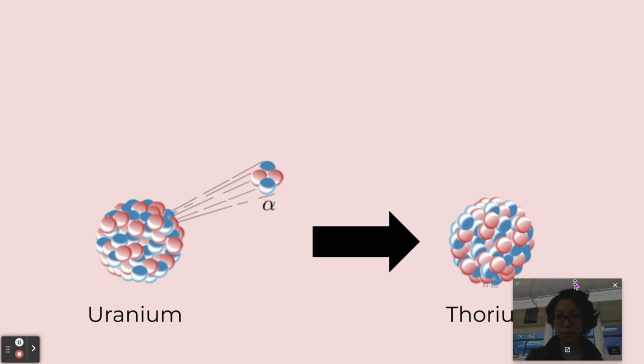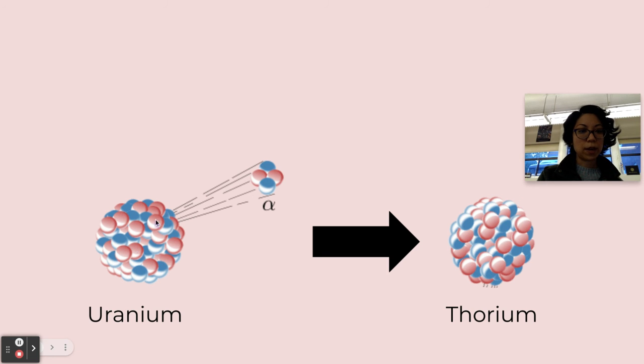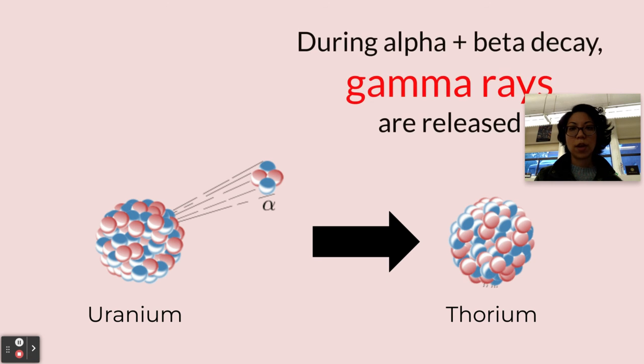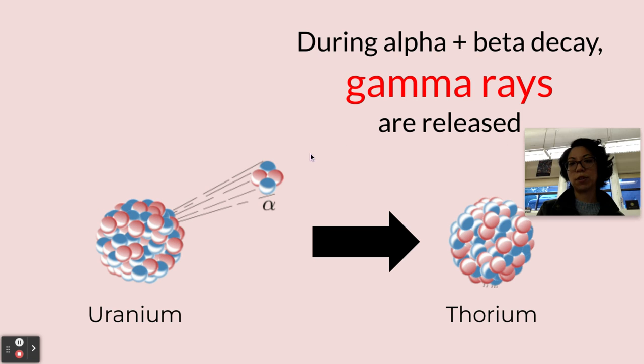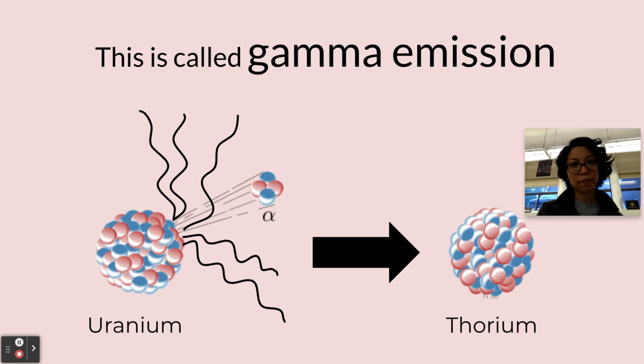All right, so here's our example. Uranium is radioactive. The nucleus breaks apart. It goes through alpha decay, which means it loses 2 protons and 2 neutrons. It turns into thorium. When that happens, anytime alpha decay or beta decay happens, something called gamma rays come out of the nucleus. So this is showing gamma rays. It's like invisible energy. And we call this gamma emission because gamma rays are being emitted from the atom.